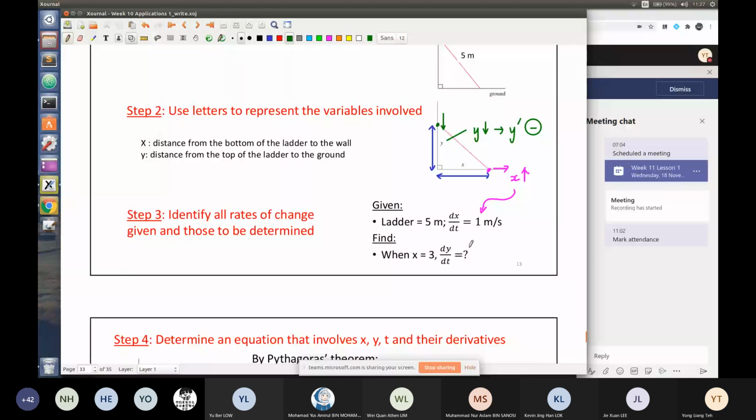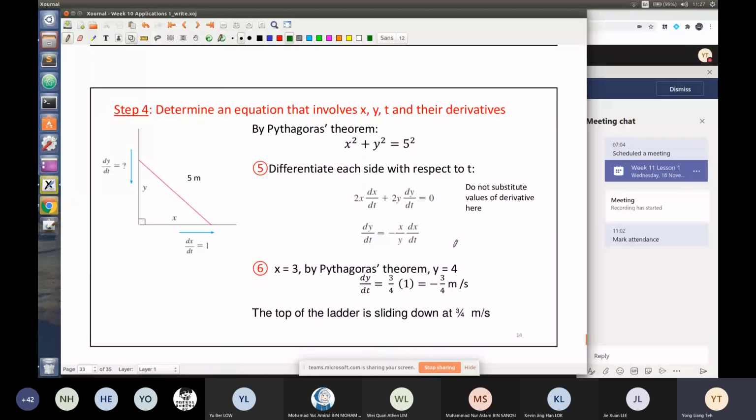So quite clearly, regardless of how much this ladder slides, as long as it forms a triangle with these 2 points on the vertical wall and the horizontal floor respectively, we can apply the Pythagoras theorem. So x squared plus y squared equals 5 squared. That's pretty straightforward. Subsequently, we just do an implicit differentiation of this. This part is easy, I'm not going to go through it. Therefore, you get y prime equals minus x over y times x prime.